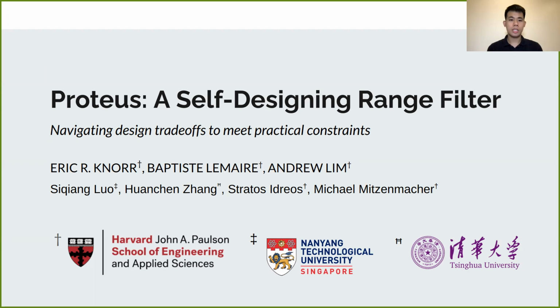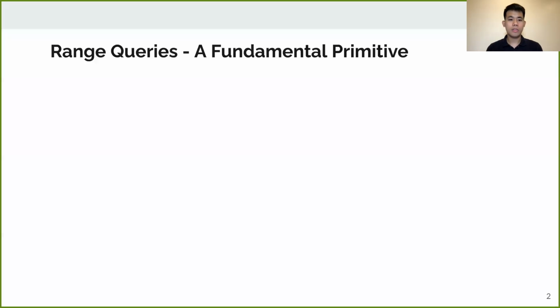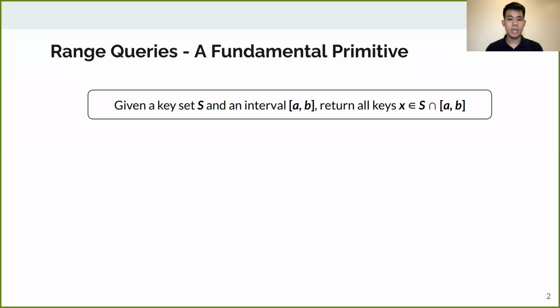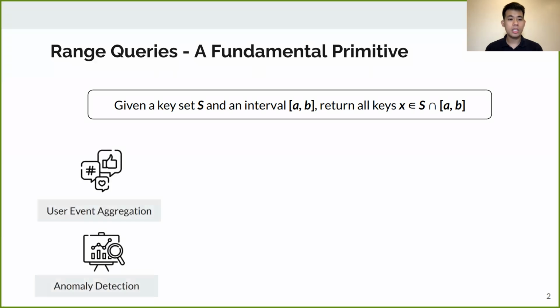And today we'll be presenting our work on Proteus, a self-designing range filter that navigates design trade-offs to meet practical constraints. Range queries are fundamental database operations that retrieve all keys that intersect with a given interval. Applications that need range queries and handle big data include social media platforms that aggregate user events over space and time, as well as pattern discovery and anomaly detection in time series data.